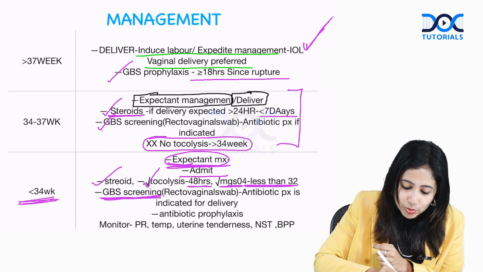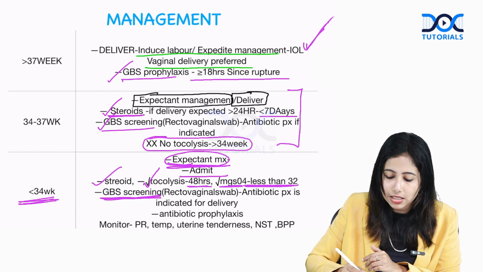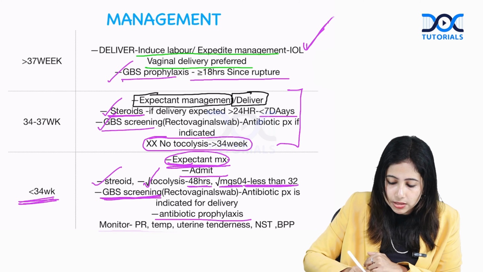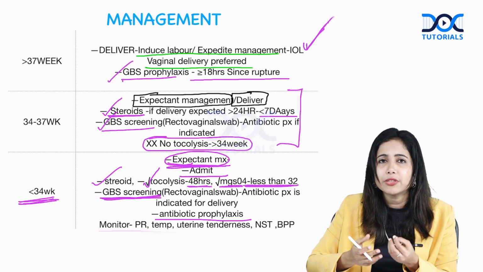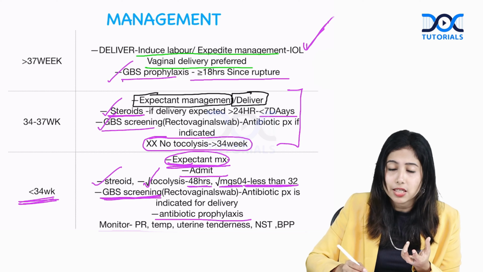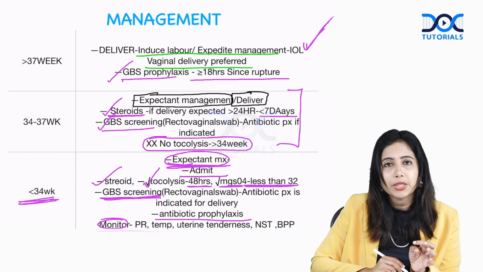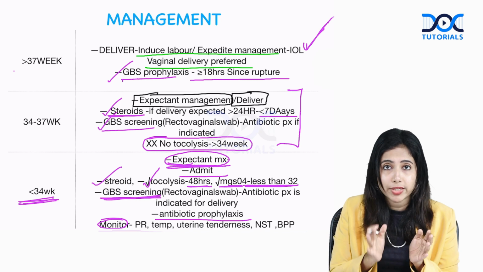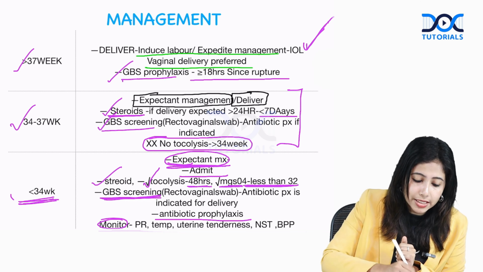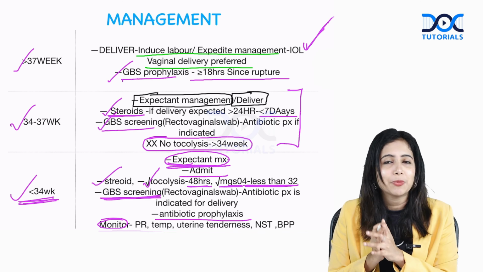So just understand that in both of these, if GBS prophylaxis is indicated, we will give GBS prophylaxis. We might have to give antibiotic prophylaxis for these patients, and I will monitor the patient: the pulse rate, temperature, any foul smelling lochia coming out, fetal heart rate changes, uterine tenderness. All these things are monitored. This is how you manage. This is from Williams textbook as well, so this can come as a clinical question. They can give you any of these scenarios. So you have to consider the gestational age while managing a case of PPROM.